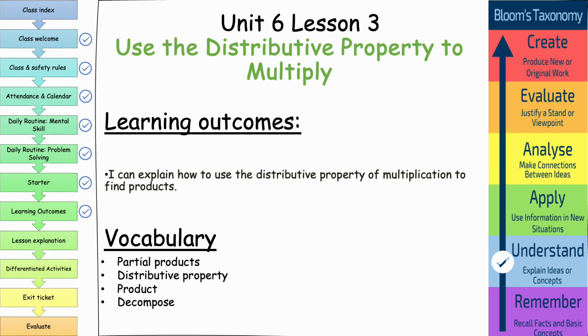Hello everyone, so this is Unit 6, Lesson 3. Use the distributive property to multiply. Our learning outcome: we will be explaining how to use the distributive property of multiplication to find products. The vocabulary words that we will be looking for today are partial products, distributive property, product, and decompose.